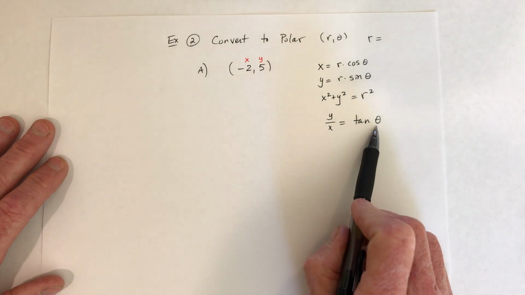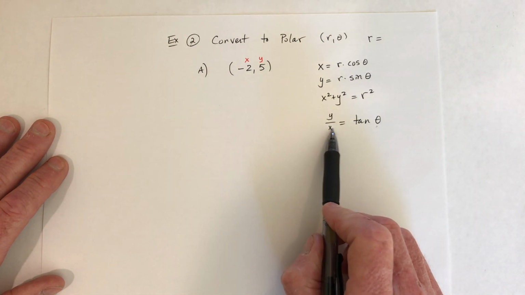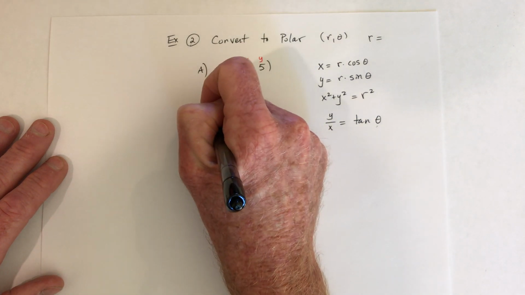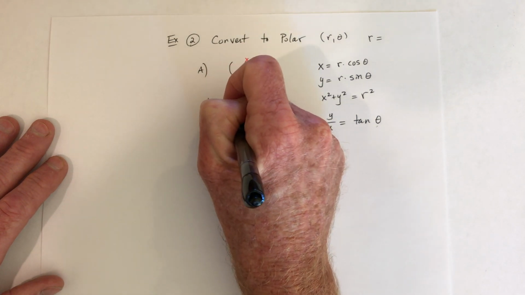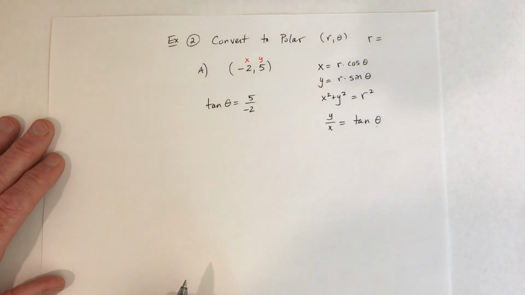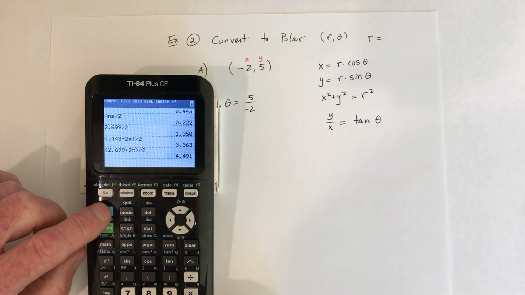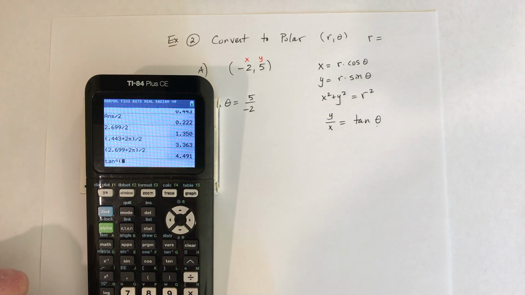So in order to solve for theta, this is a good choice. You just put the y over the x, set it equal to tangent. So tangent of theta equals the y over the x, and then find tangent inverse of that. So tangent inverse of 5 divided by -2.